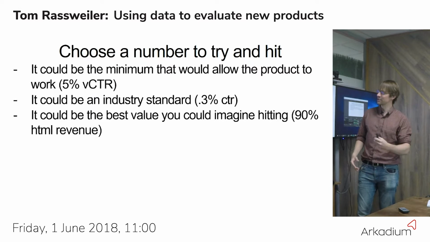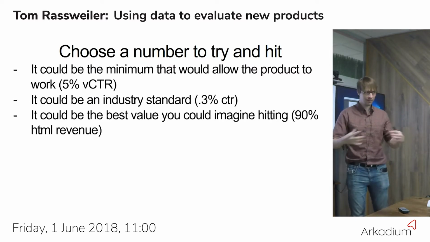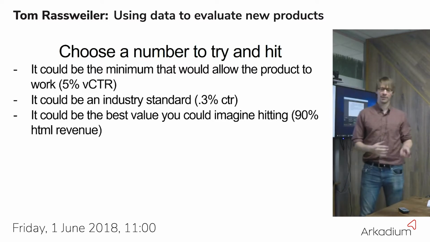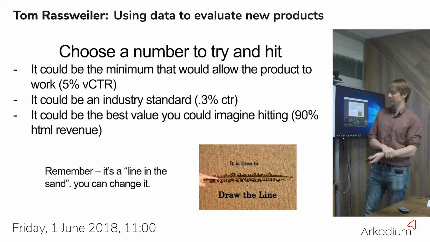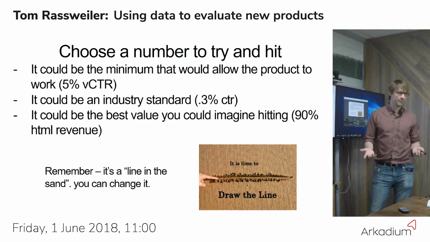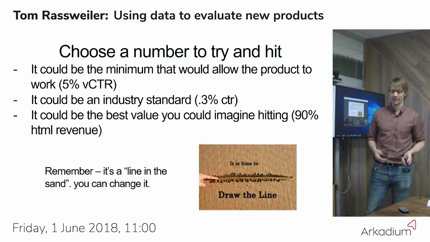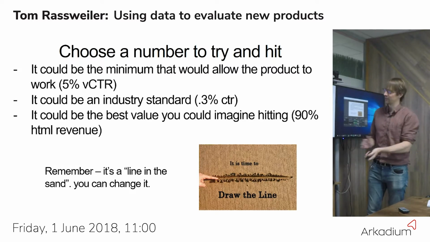But again, these are just examples of you choose a metric and then you choose a number that you're trying to hit because it helps you understand things. So remember, it's a line in the sand, and that means you can change it. If it turns out that we definitely can't hit 90%, we want to make it 85, later you could change it, but it's important to have a line in the sand.